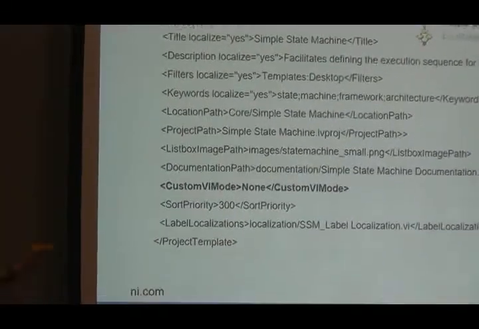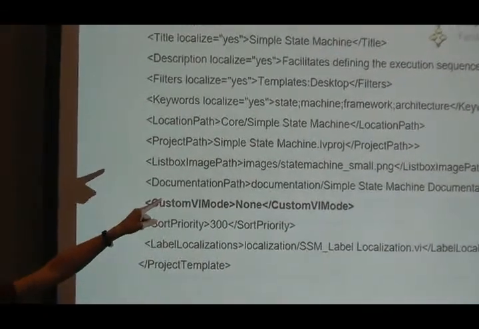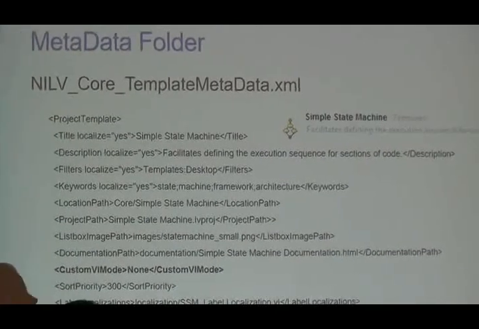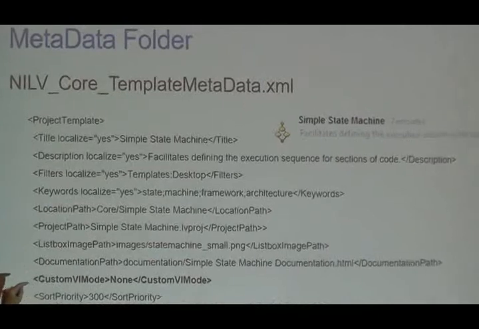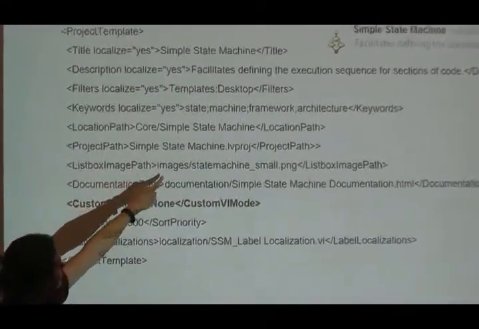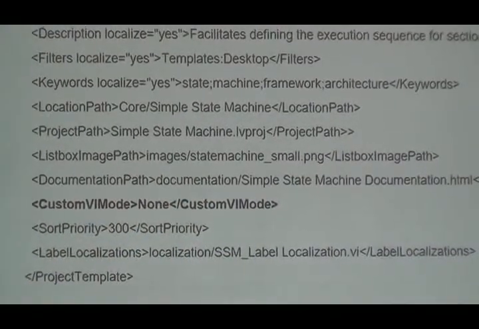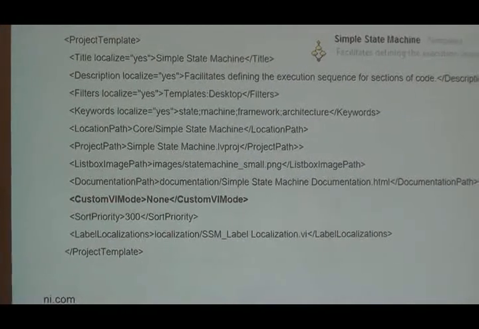You'll notice a couple of things here. This is what we actually see in LabVIEW when I'm loading the project template screen. The image that appears, do you see that little state machine image? I'm defining where it is right here: images, state machine, small. That's a 32 by 32 pixel image. You can put bigger ones in and it grows them and makes it look weird, so try to make it the NI standard size.